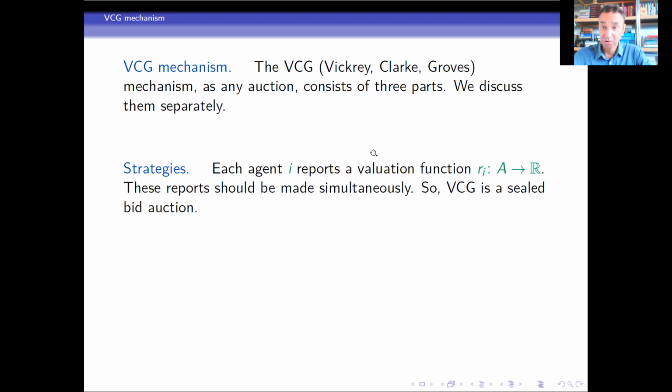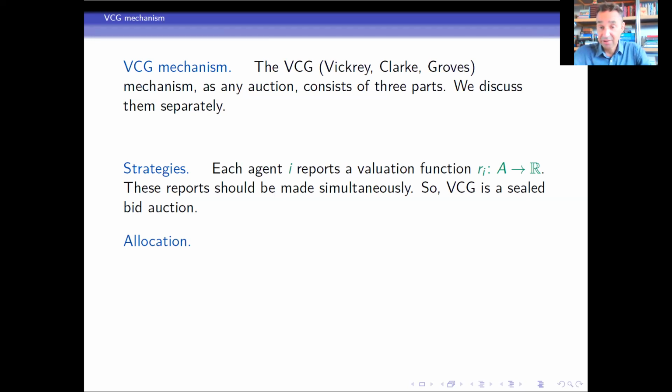In other words, a sealed bid auction. So you simply write down your valuation function for each allocation. You write down how you value it. You put all these valuations in a sealed envelope and you hand it over to the auctioneer. Based on all these reports, the auctioneer then decides on two things, like I already said, allocation and payment.